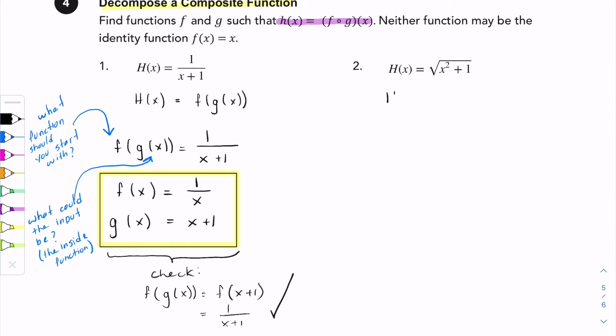For number 2, we know that h of x is equal to f of g of x. Approach this the same way we did number 1. Think to yourself, what could the outside function be? And we're looking for something simple. And what would the inside function be?